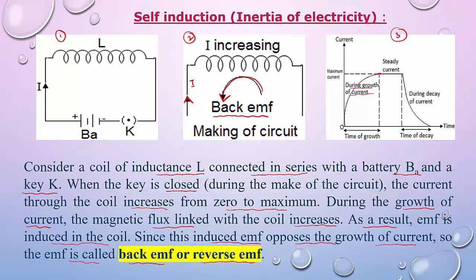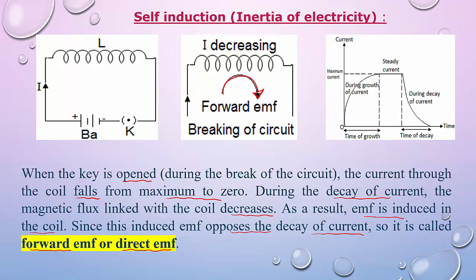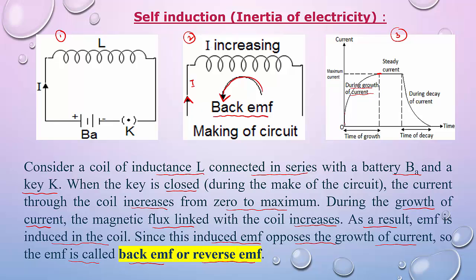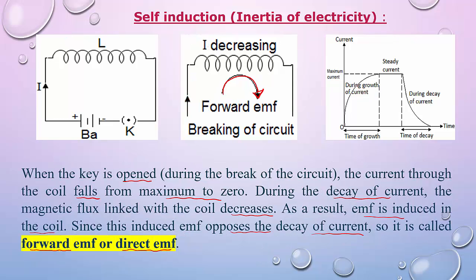In the first case, we consider making of the circuit because the key is closed, current is increasing. In the second case, breaking of the circuit because plug key is open, current is going on decreasing. In the making of a circuit, we get back EMF. In breaking of the circuit, we get forward EMF. Right? Now in the second case, you can observe the graph here. From steady current, from its maximum value it goes on decreasing during decay of the current, time of decay. Is it clear?